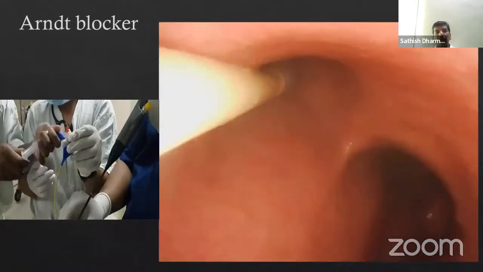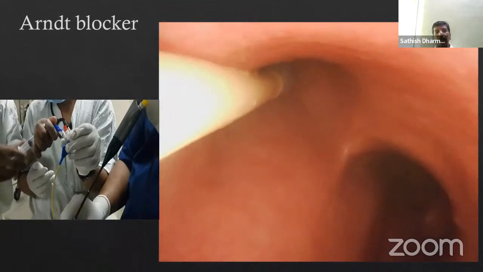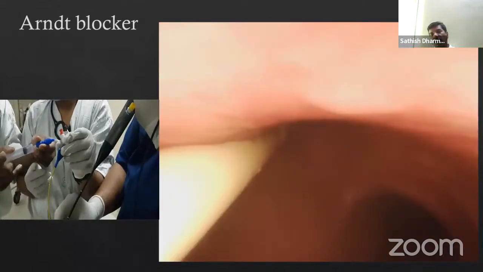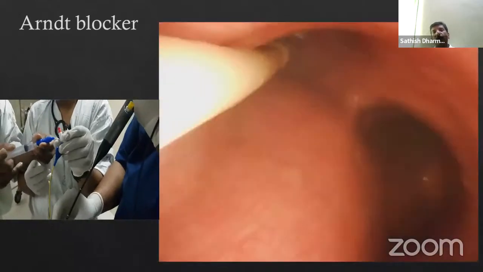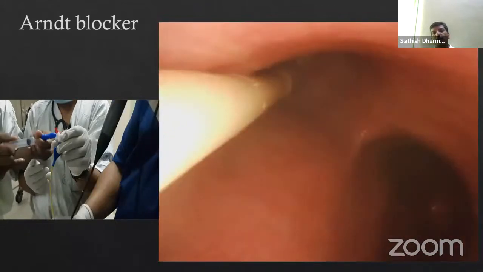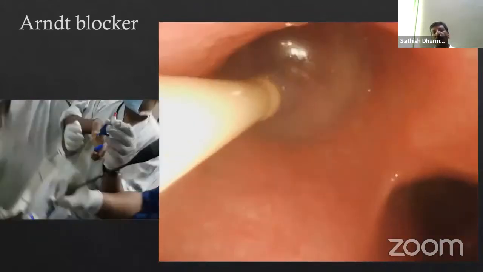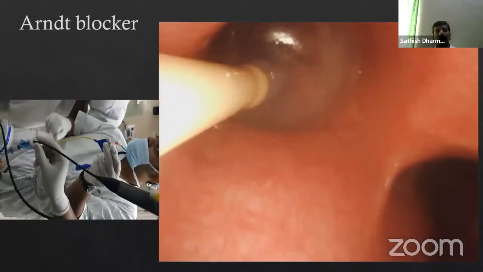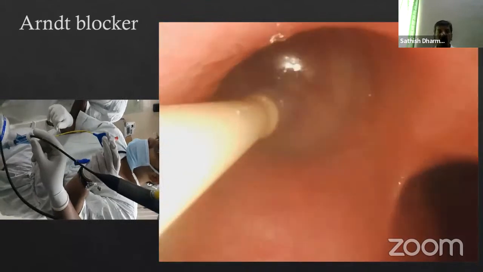So the assistant is holding it and inflating the cuff. Once it is inflated, you can see the cuff is in a fully optimal position, and it is not protruding into the carina, and it is blocking the left main bronchus. So this is how the Arndt blocker should be used.